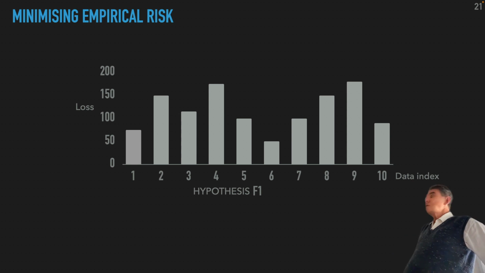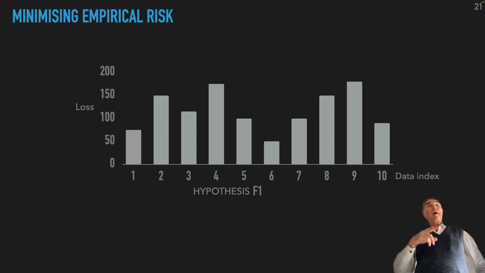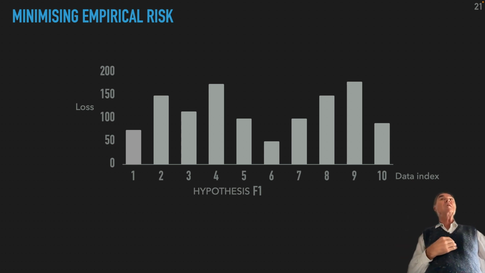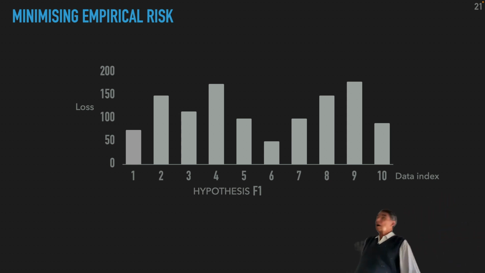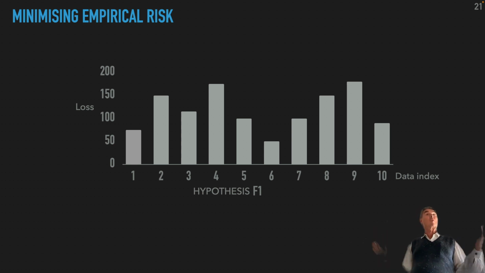So here's a simple machine learning problem. It's particularly simple. I've got 10 data points, and I've got a model class. It's a nice small model class. It's only got 5 hypotheses. Okay? So with hypothesis F1, I go and compute the individual loss on each data point, and I've plotted them there. Okay? That's all that I've done.